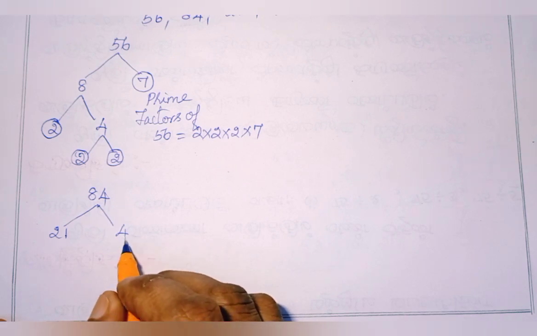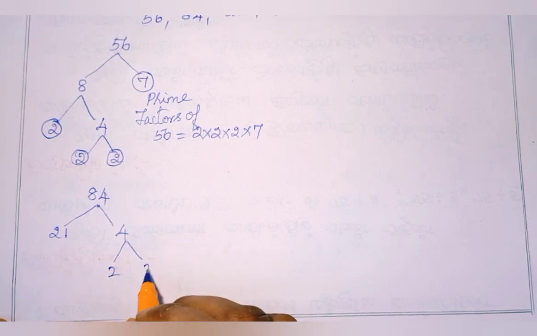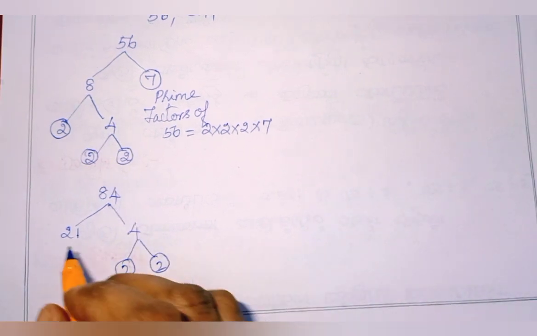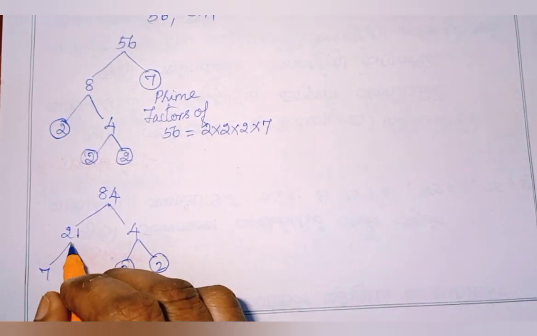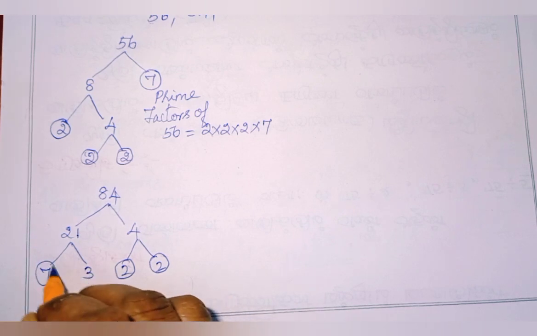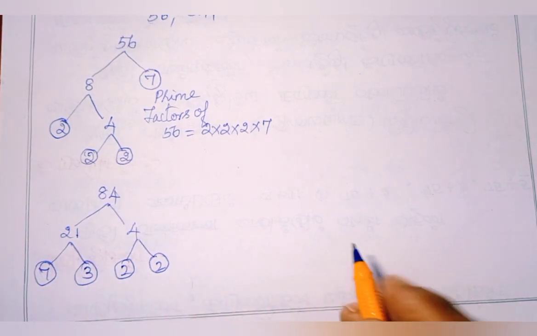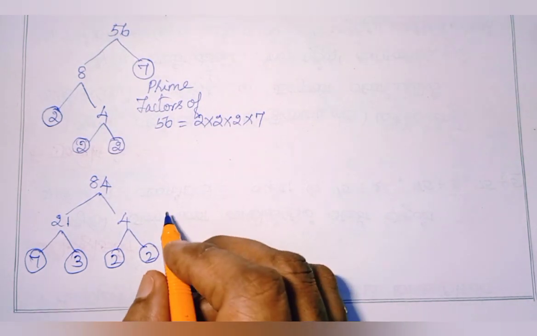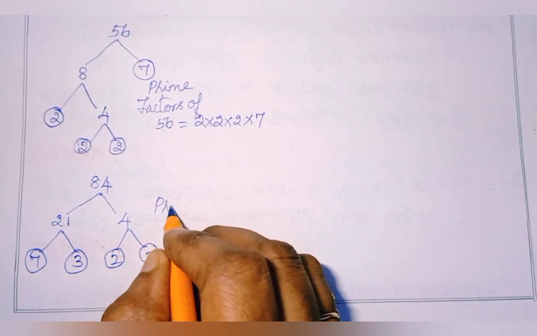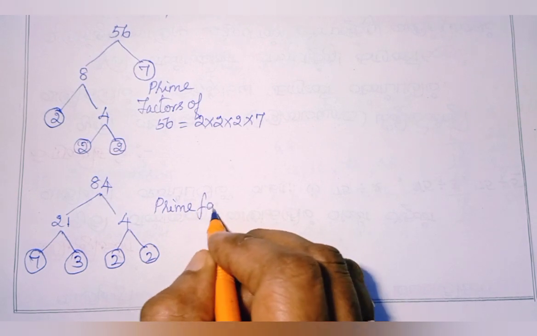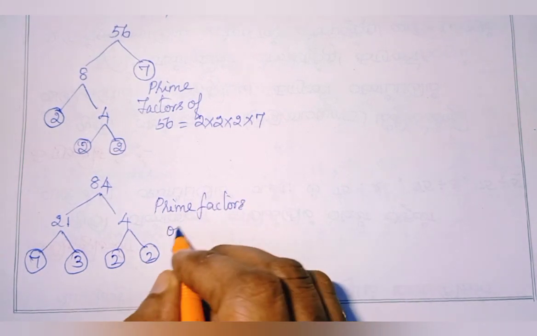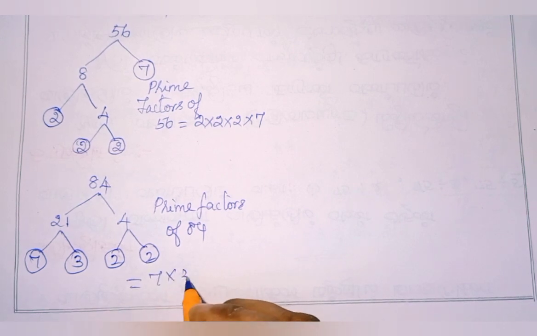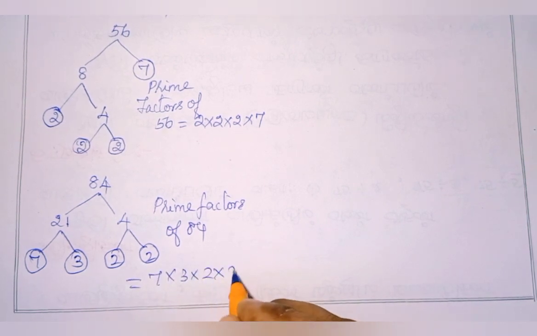We have 4. It should be split as 2 2s are 4. So this 2 and this 2 are also prime numbers, so circling them here. And we know 7 3s are 21. So both 7 and 3 are prime numbers and we have circled them. So that's all. No composite numbers are left here, so we have stopped, and the prime factors of 84 is 7 into 3 into 2 into 2.